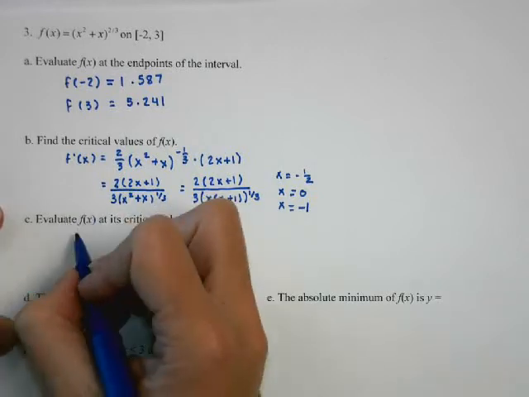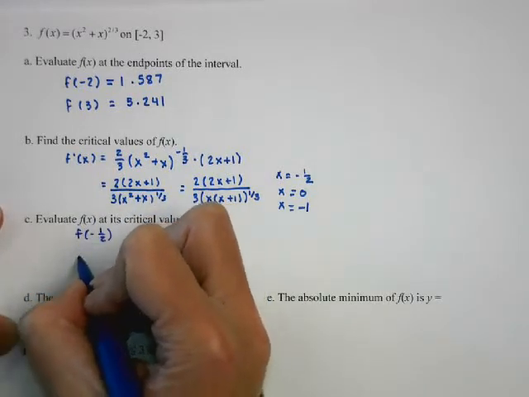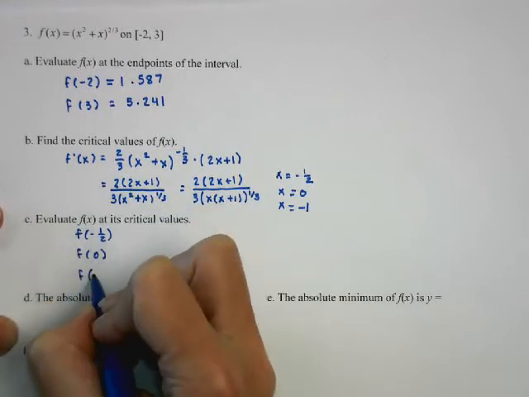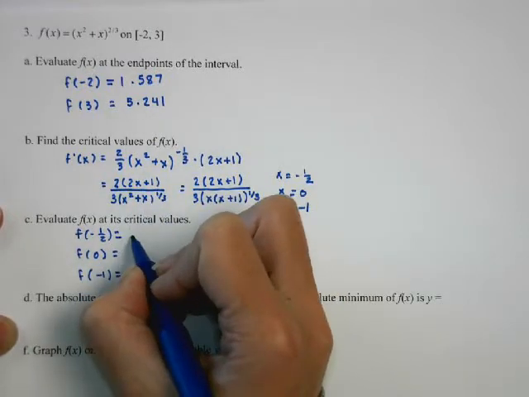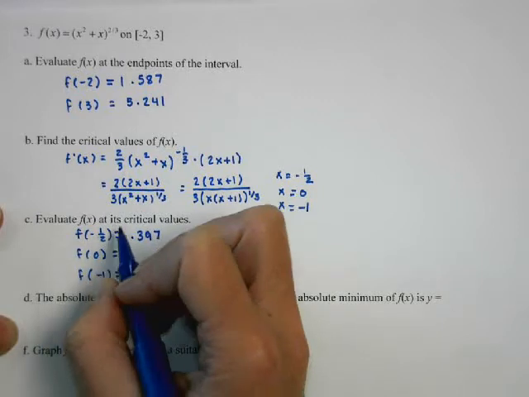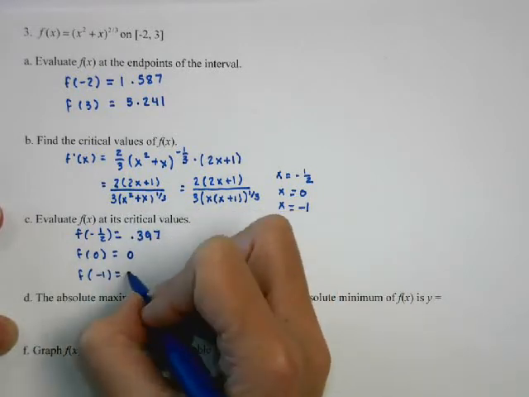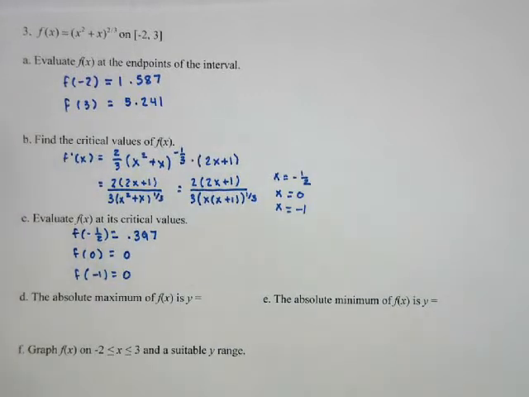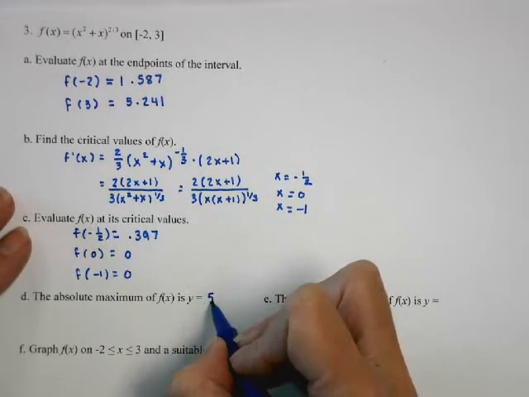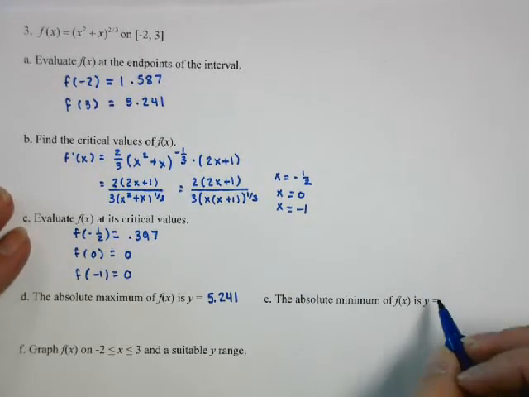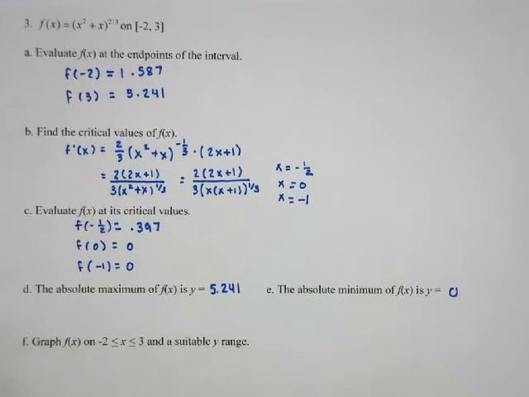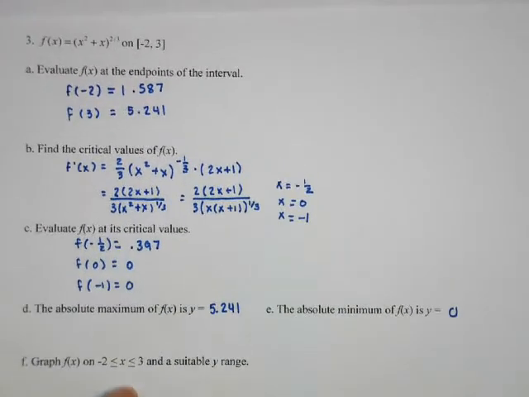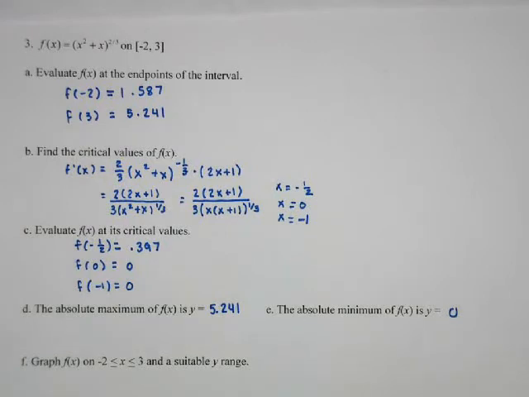So we need to evaluate at all of them. So f of negative 1/2, f of 0, f of negative 1. Using the calculator again, we get a 0.397. F of 0 is 0, and f of negative 1 is 0. So looking at our candidates, the endpoints and the critical points, the biggest value is 5.241. The minimum value is 0. And then again, you can graph it using the information here.